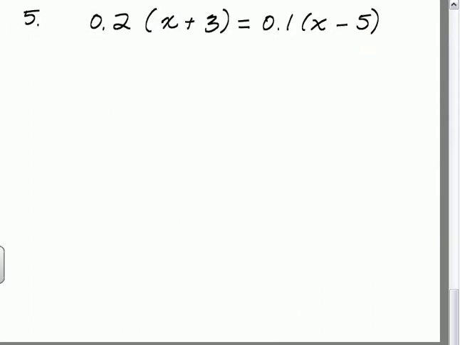Okay, next problem. Ooh, parentheses and decimals. So to clean up on each side, we're going to use the distributive property.